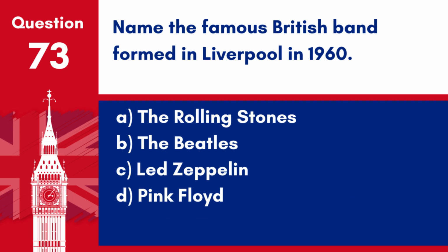Question 73. Name the famous British band formed in Liverpool in 1960. A. The Rolling Stones. B. The Beatles. C. Led Zeppelin. D. Pink Floyd. Answer: B. The Beatles. The Beatles, a world-renowned British band, was formed in Liverpool in 1960.